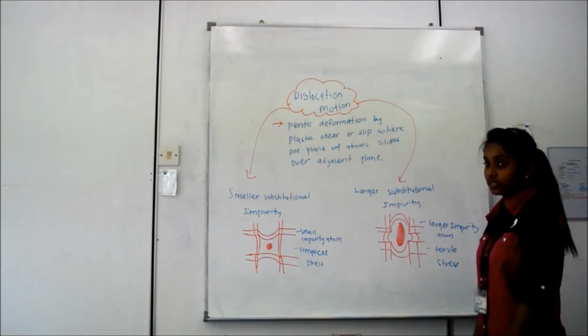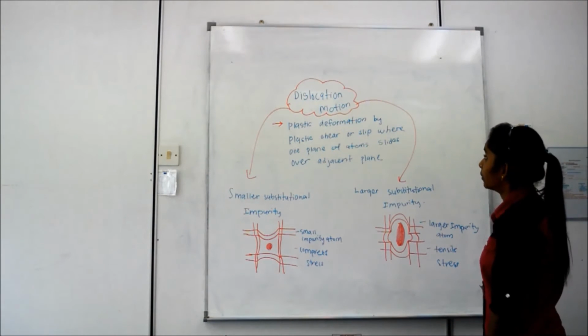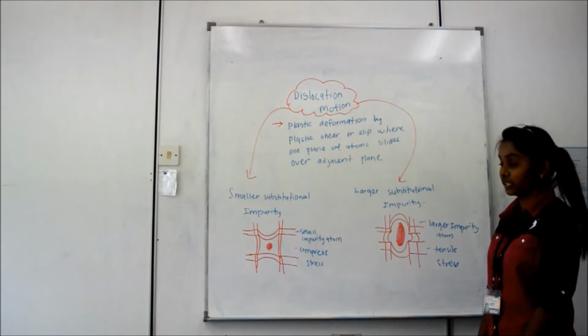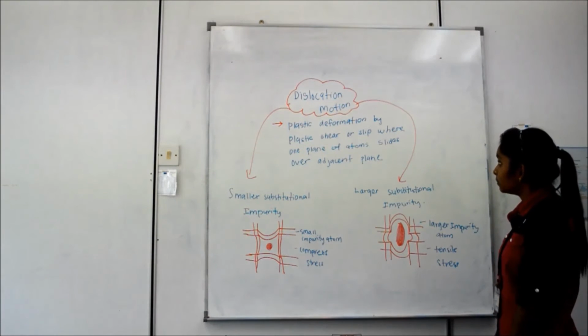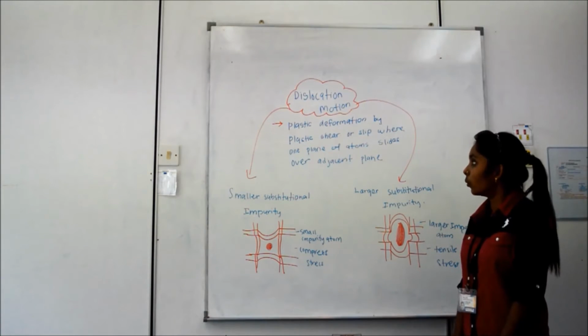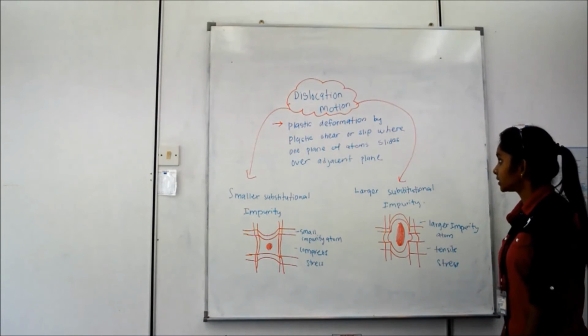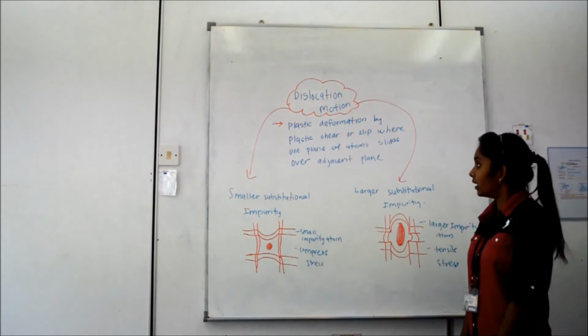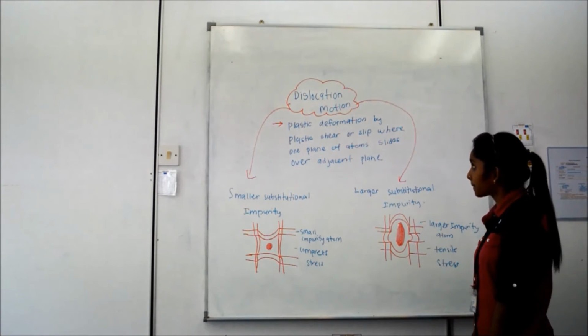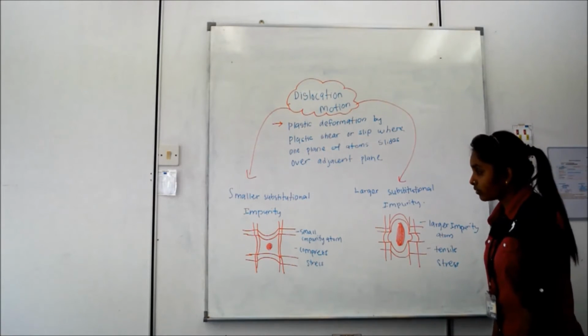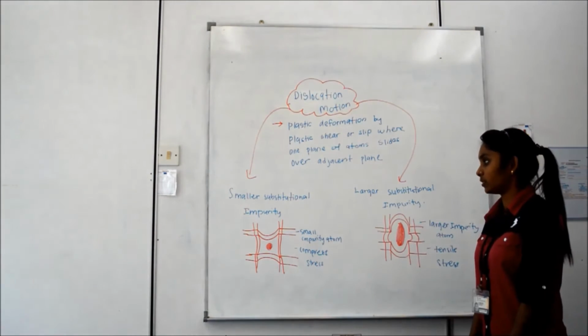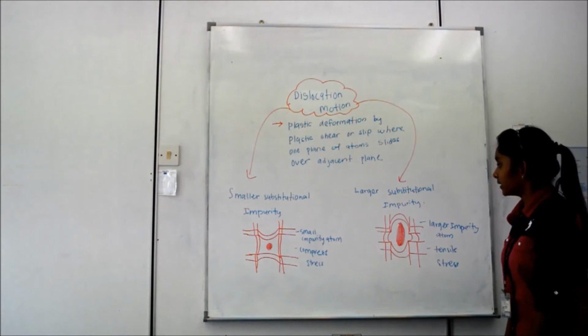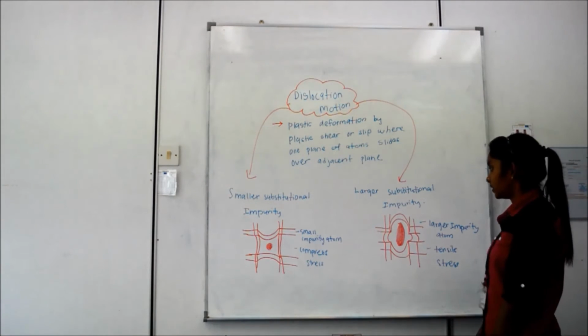Dislocation motion is plastic deformation by plastic shear or slip, where one plane of atoms slides over adjacent planes. There are two types. First is smaller substitutional impurity. The second is larger substitutional impurity.